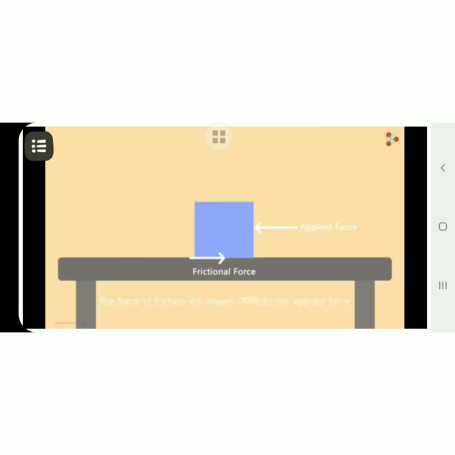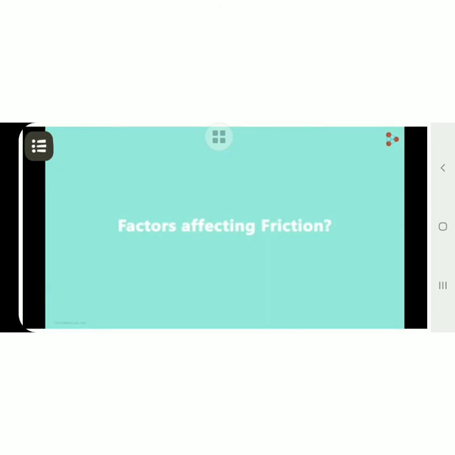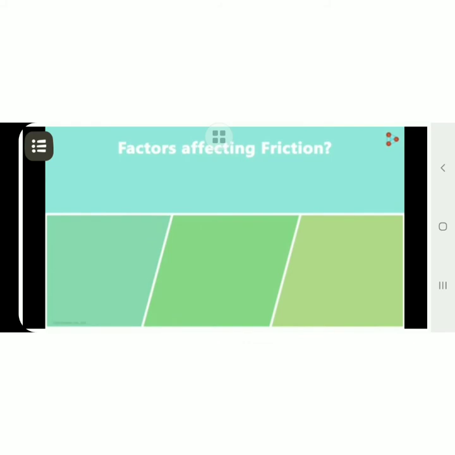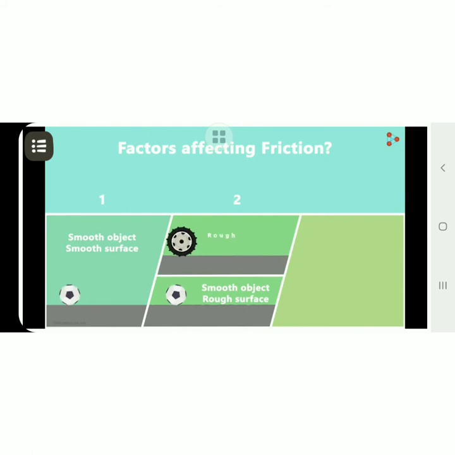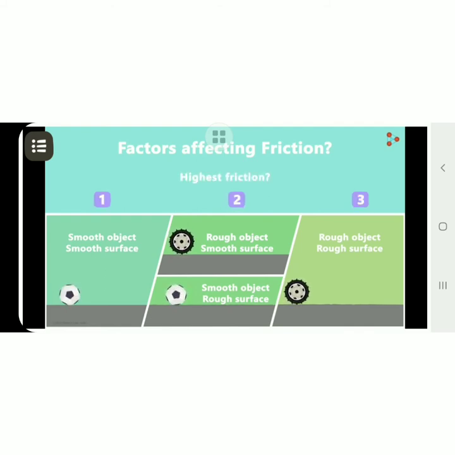Next, we can also explain this frictional force by learning about the factors affecting the friction. What are the factors, by seeing these examples? Number one, a smooth object moving on a smooth surface. Number two, a smooth object moving on a rough surface. The third condition is a rough object on a rough surface. So in these three conditions, in which one is the friction highest? Friction will be more in the third position, isn't it?